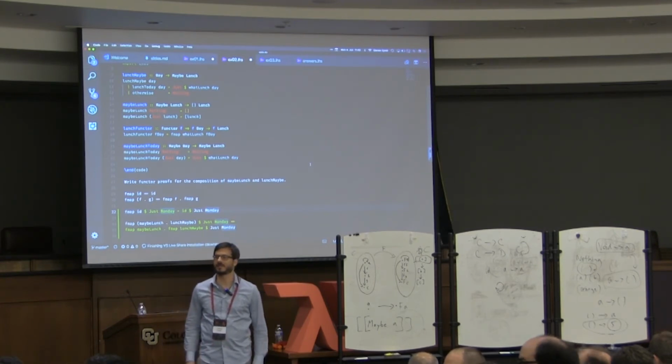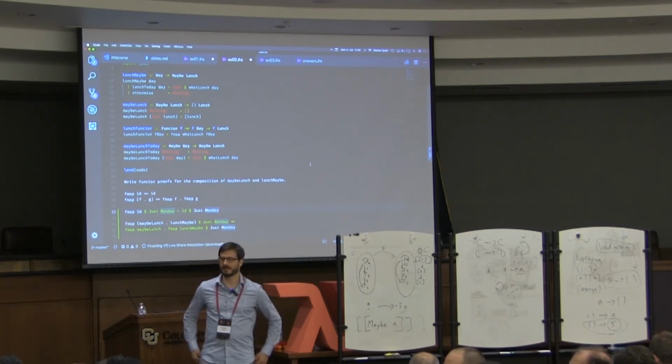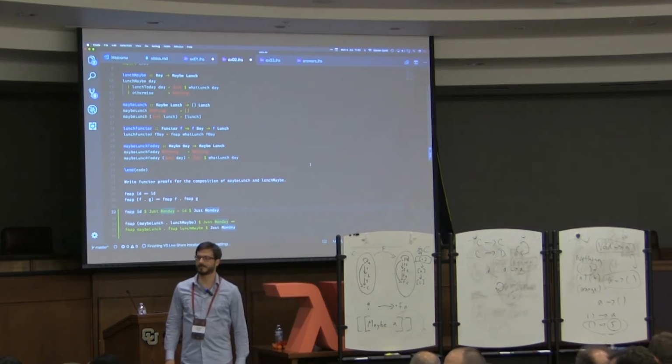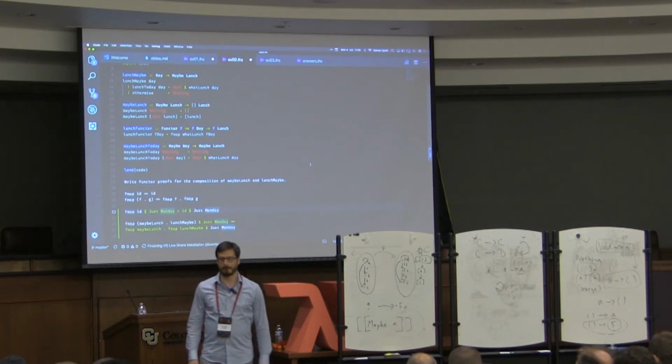You said you were preserving the structure. Yeah. So if I have maybe lunch on the left side and I use a functor to map it into a list of lunch, is that a proper functor? Yeah. Does it have to be a list of maybe of lunch?